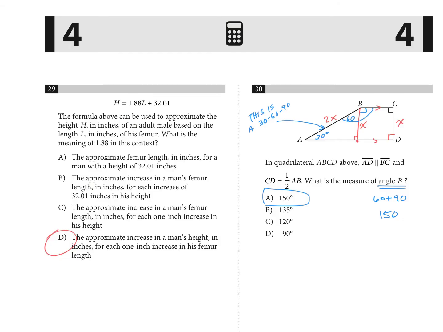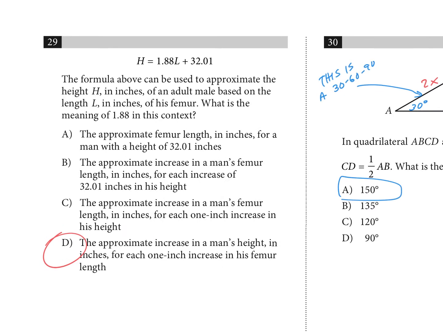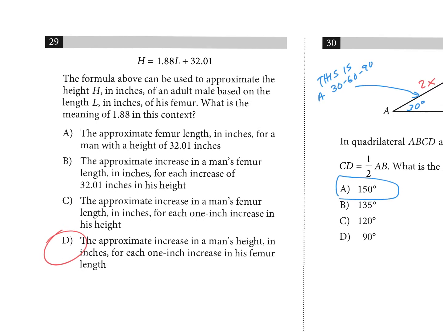All right, so now we're on to the last 2 multiple choice questions. And typically, these are the hardest questions on the test, the multiple choice portion anyways. So 29, it gives you an equation. It says the formula above can be used to approximate the height in inches of an adult male based on the length, L, in inches of his femur. What is the meaning of the 1.88 in this context?